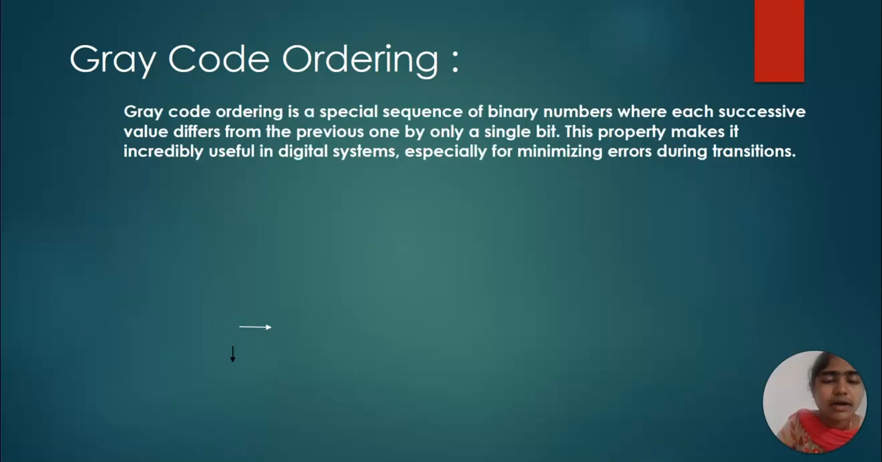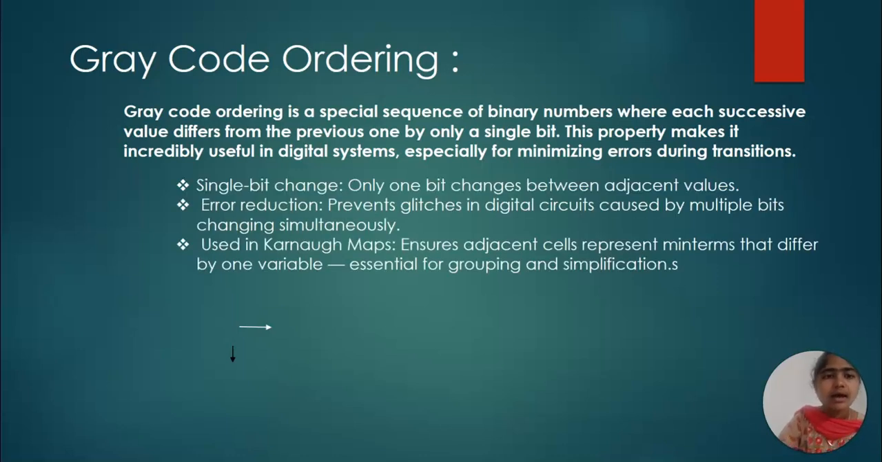Gray code ordering. Gray code ordering is a special sequence of binary numbers where each successive value differs from the previous one by only a single bit. This property makes it incredibly useful in digital systems, especially for minimizing errors during transitions. In gray code ordering, there is a single bit change, which gives error reduction, and it is used in the Karnaugh map.